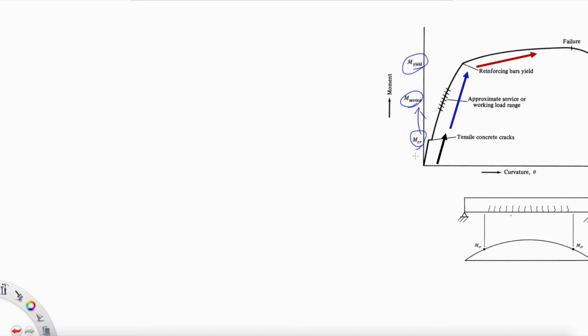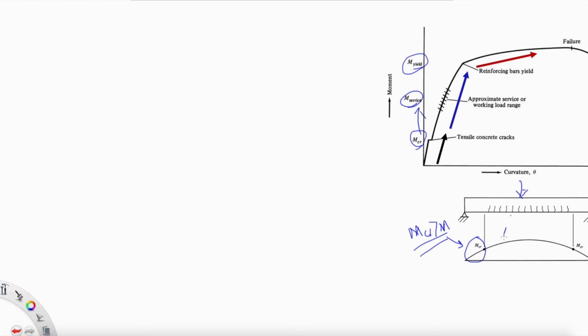So, talking about M service, it normally occurs under service loads. What do we mean by M service? It actually occurs under service loads. So we have a load on the beam here. Here is the M crack, and in this stage, M crack is greater than the moment exerted by the service loads. So that was the last lecture that we talked about.